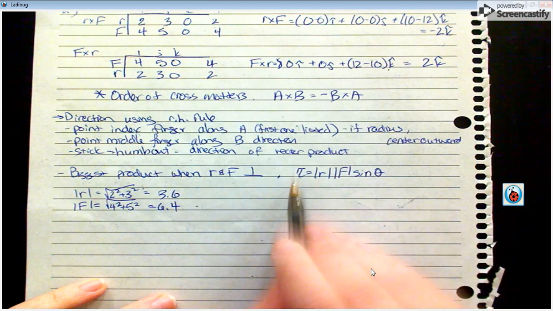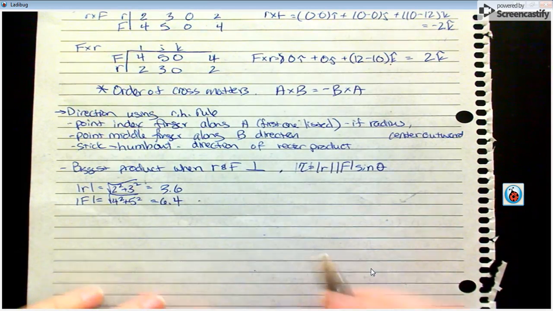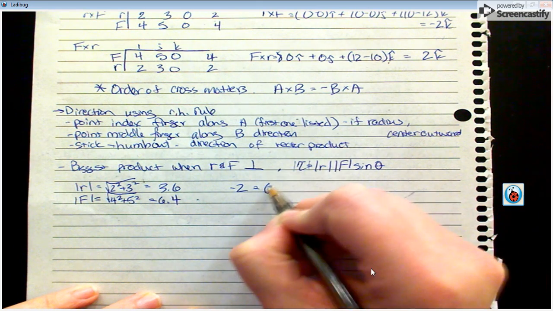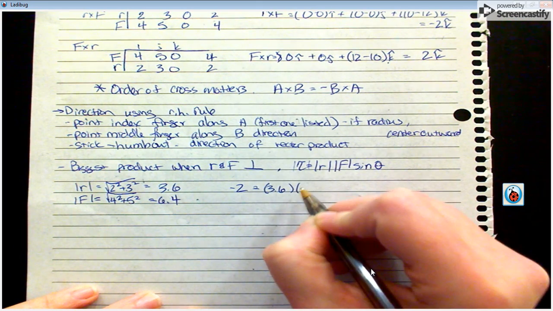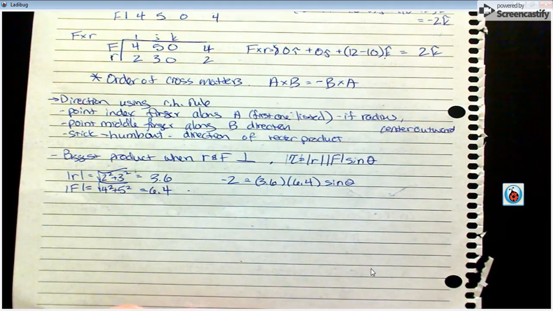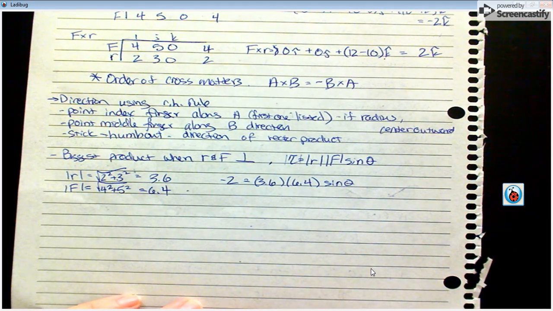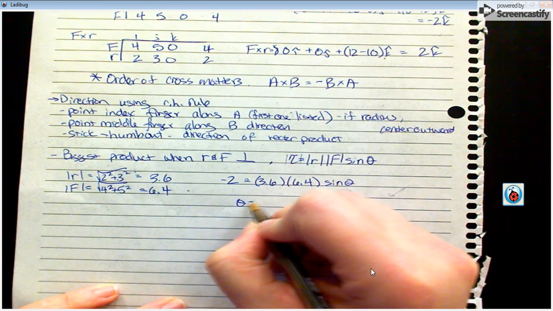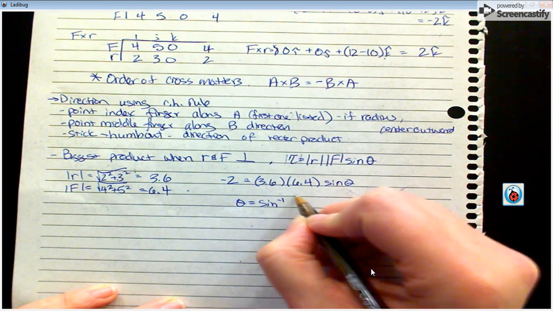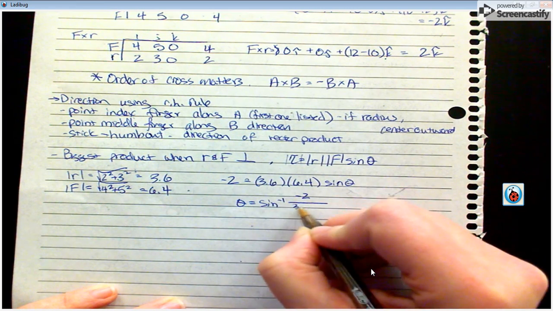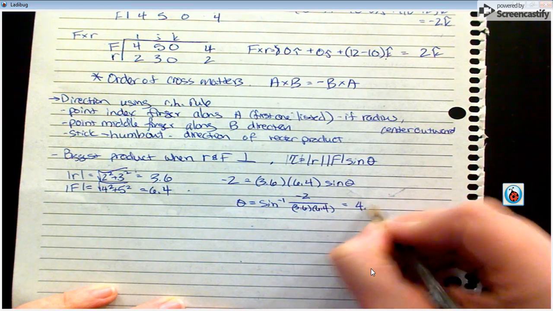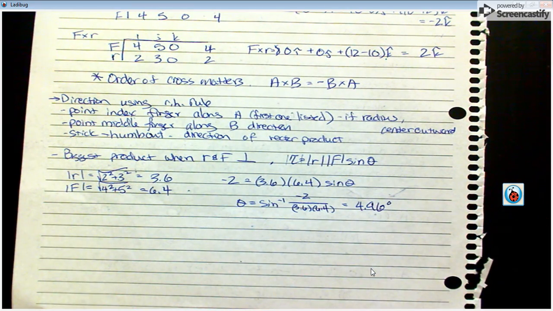So the magnitude of the torque, that's all that's in that equation, which is negative 2, equals the magnitude of r times the magnitude of our force times the sine of theta. That's what we don't know. So our angle is going to be inverse sine of negative 2 over our two magnitudes, which in this case is 4.96 degrees, which hopefully you got.